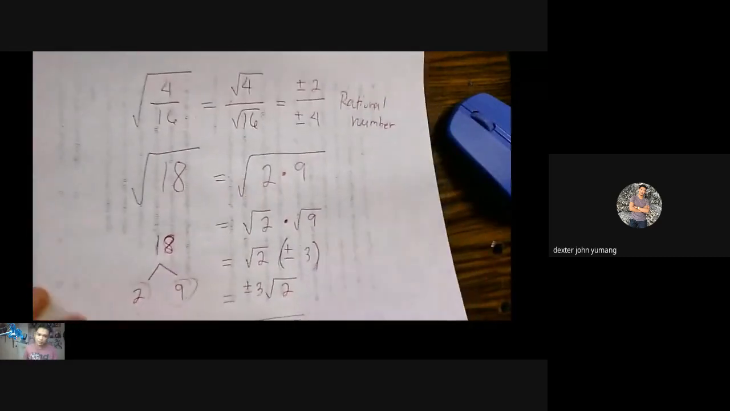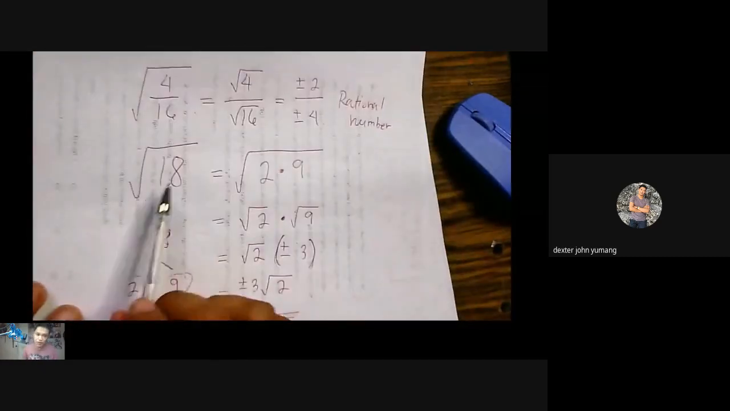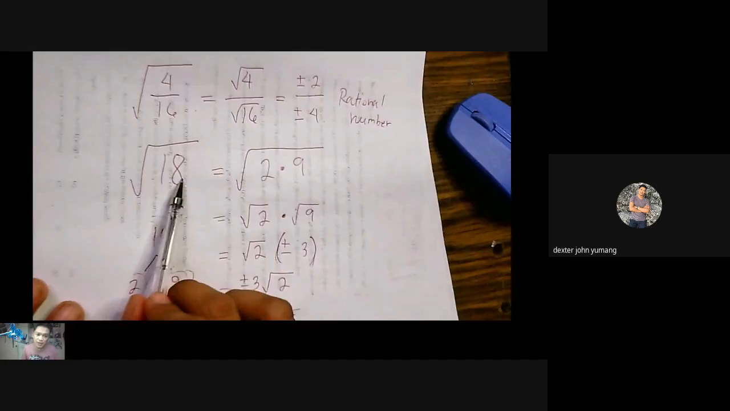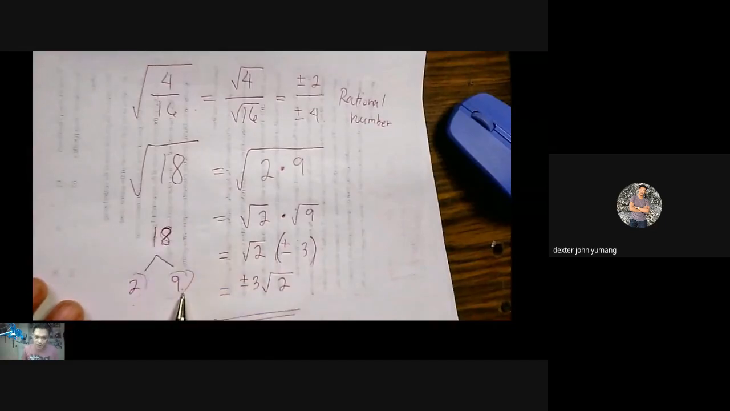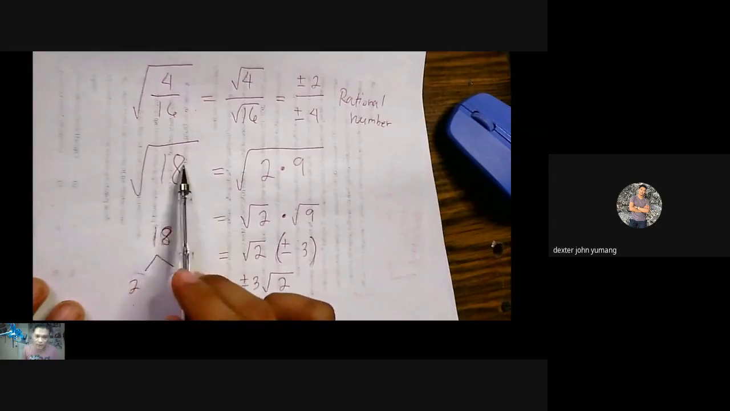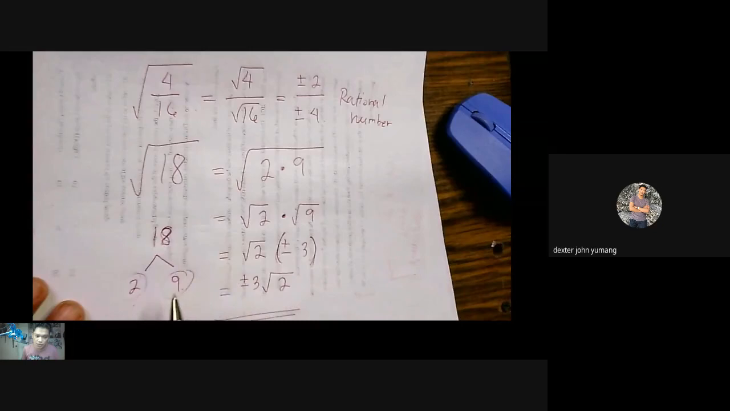Another example, yung sabi ni Lourdes, ni Emilio, square root of 15 daw. By the way, pakita ko muna para yung square root of 18, ano yung pwede i-multiply kay 18 na kung saan ang isa is perfect? That is 9 and 2. Again, ano yung pwede i-multiply kay 18 na kung saan yung isa is perfect square? That is 2 times 9.